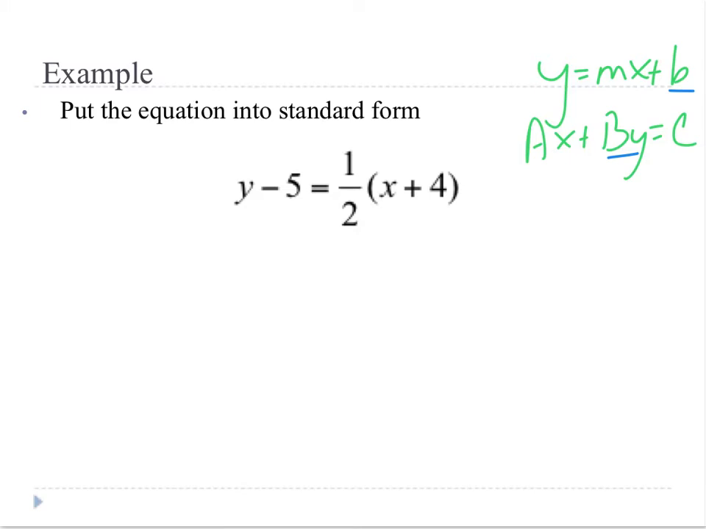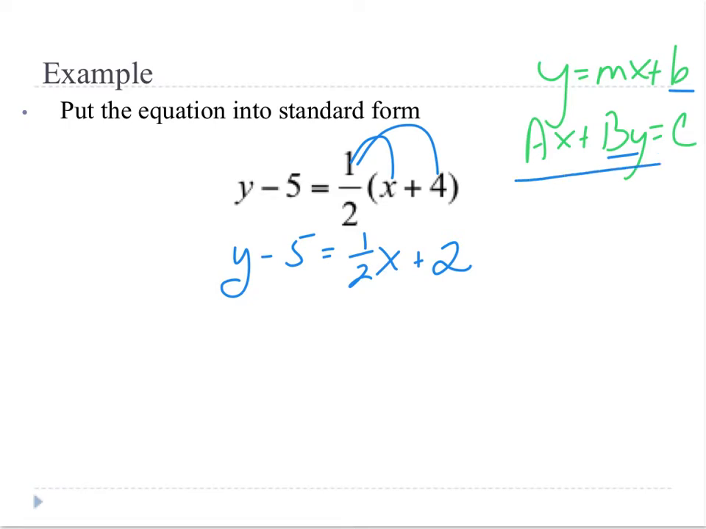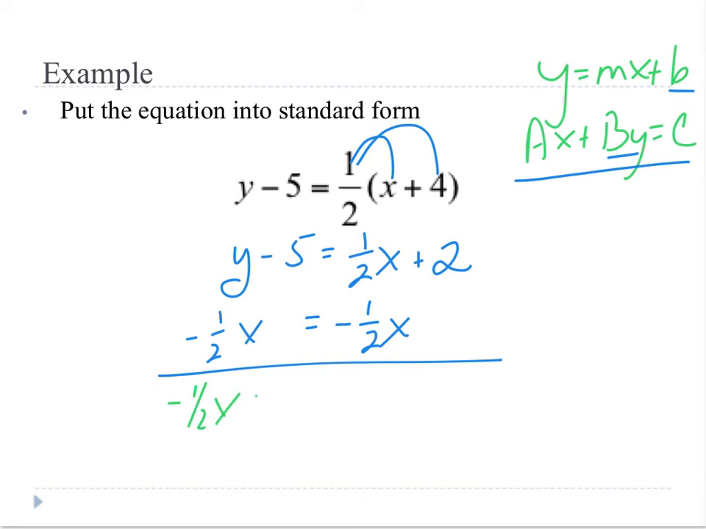So let's try example 2. We want to put this equation in standard form. Well, to do that, we must first distribute the 1/2 throughout the parentheses. So I get y minus 5 equals 1/2 x, and then 1/2 times 4 is 2. Now, remember our equation, so I need to have the x term on the left-hand side. So I'm going to subtract the x term from both sides. So I now have minus 1/2 x plus y minus 5 equals 2.